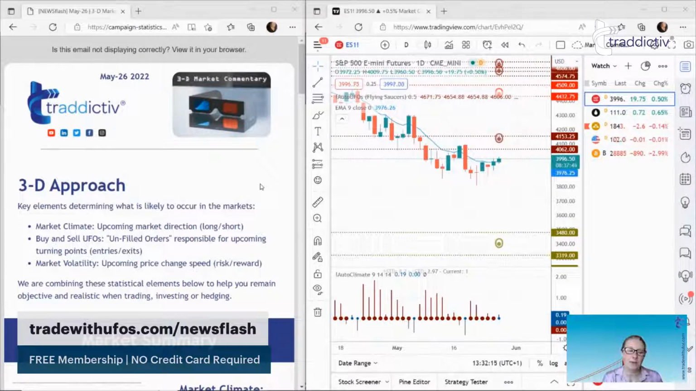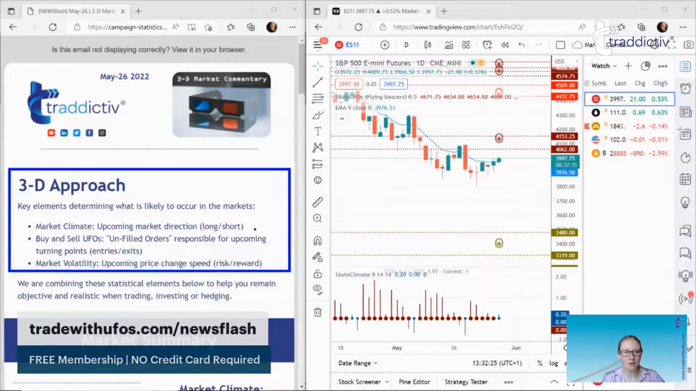The email goes through major world markets looking at three major components. That's why we call it a 3D market commentary or a 3D approach. The three different components that we go through are here. First, we have market climate, which essentially means: what's the likely movement of that market? Is it likely to move up, down, or nowhere? We find that out by using an app called AutoClimate, which is this one here. It's a free app on most platforms, and we can use this to help us figure out where we have probabilities: up, down, or nowhere.